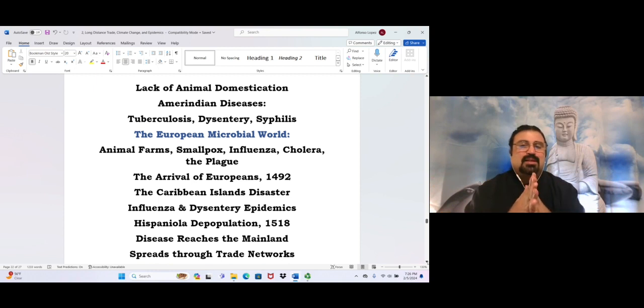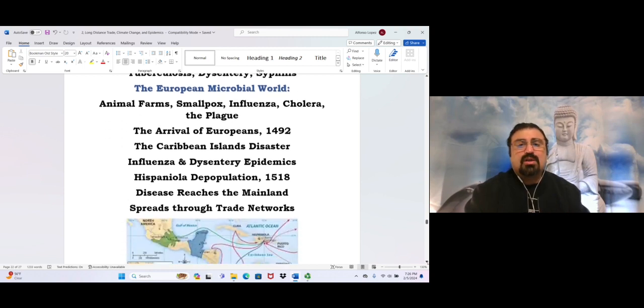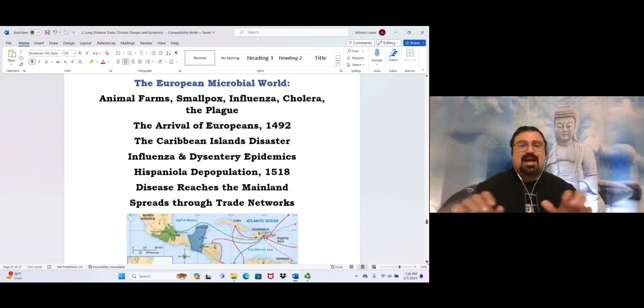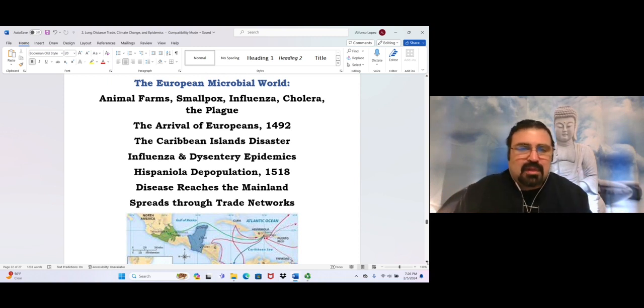Now, this didn't mean that there were no diseases in the American continent prior to Columbus. There were. And the Amerindian diseases were things like, for example, tuberculosis, dysentery, and syphilis. Again, we know for a fact that those were actually generated here in the Americas before the Europeans. So there were certain viruses that had affected populations from time to time.